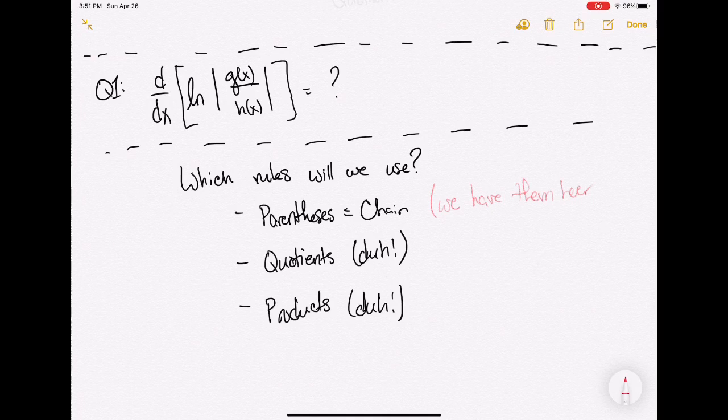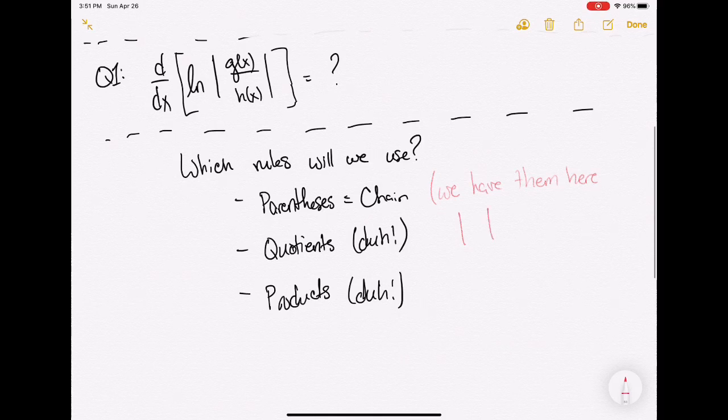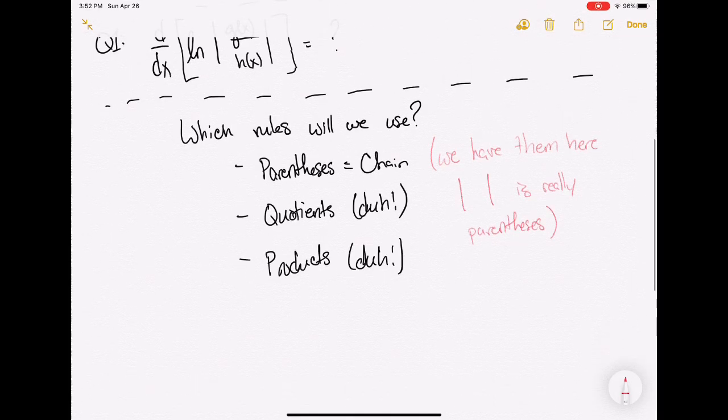We do, and I'm not talking about the parentheses g of x and h of x parentheses. I'm really talking about the absolute value is really a parenthesis. So that absolute value sign is really parentheses in natural log problems. And really in all cases, you want to think about that as parentheses. So we have these, so I'm going to circle those.